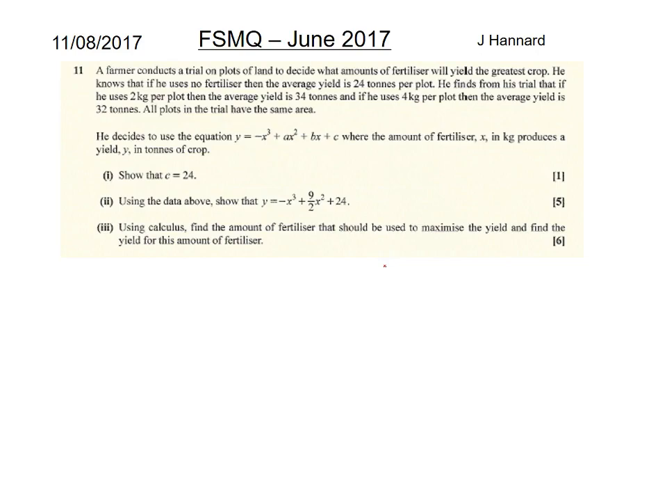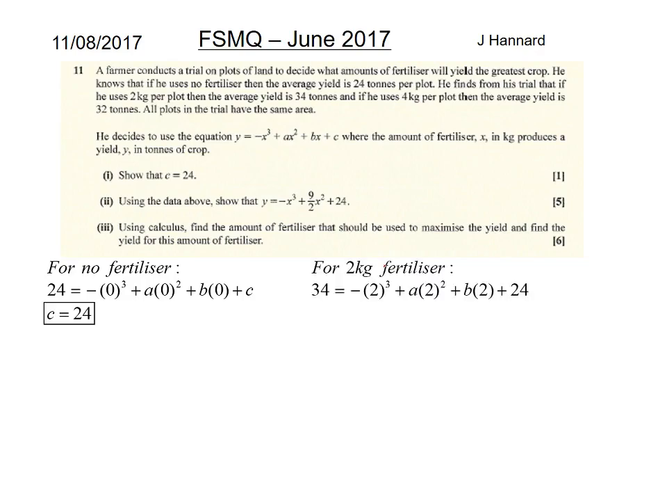Well, we're told that when he uses no fertiliser, he gets 24 tonnes, so we set 24 equal to the function with a 0 put through, so it's 24 equal to C, so C is 24. 1 mark. Using the data above, show that Y is that.